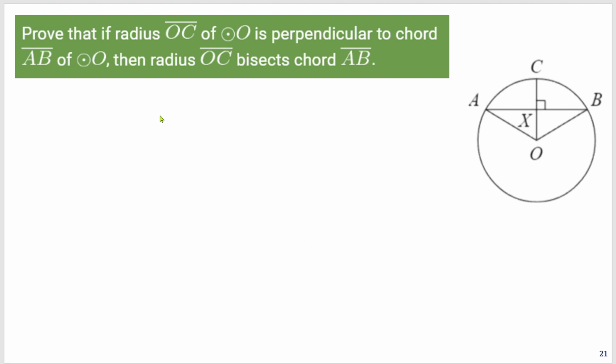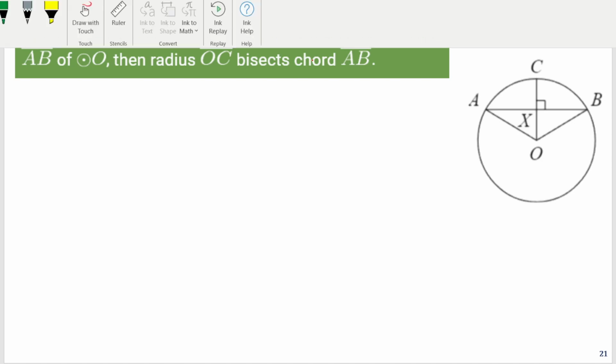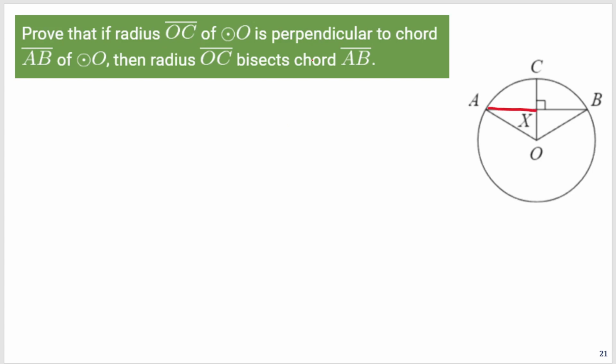Okay, and let's have a look at another property that is related to the congruence of right triangles. Suppose we have a circle centered at O here. OC is a radius. Can you prove that if radius OC of circle O is perpendicular to the chord AB of circle O, then radius OC actually bisects chord AB? Bisects means this side AX should equal this side XB. Can you prove that?